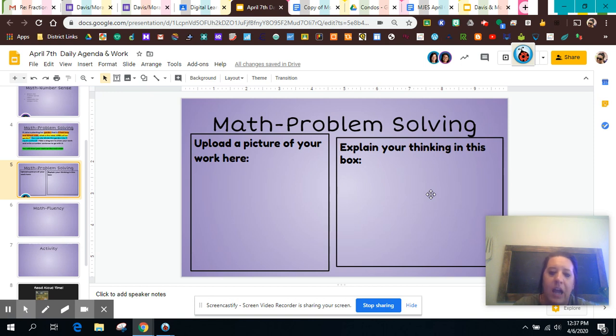second box and type out how you solved it. Like, explain to me what you did in order to figure out the work on your paper. It's just a little bit easier for us to understand your thinking if you can type out over there in words what you did. So happy solving. I know you guys are going to do great on it. I cannot wait to see your work.